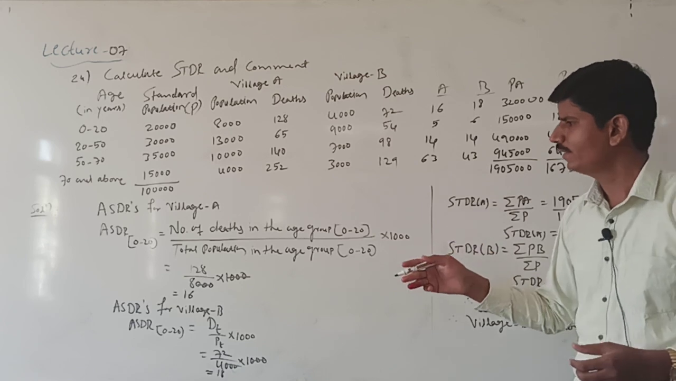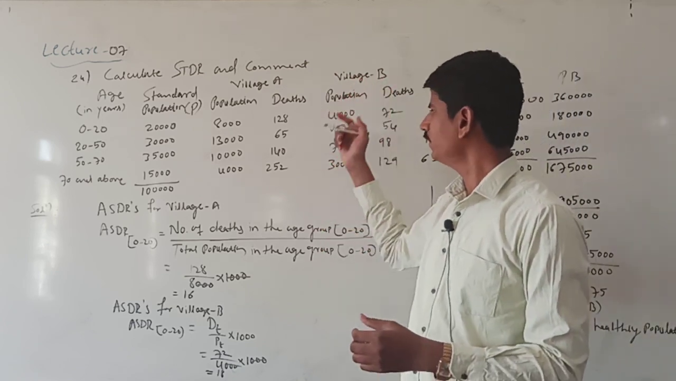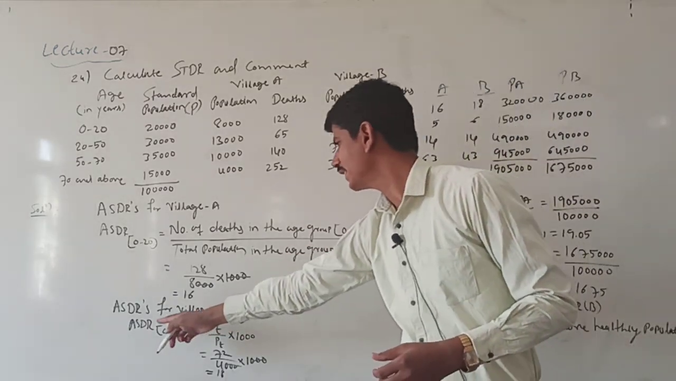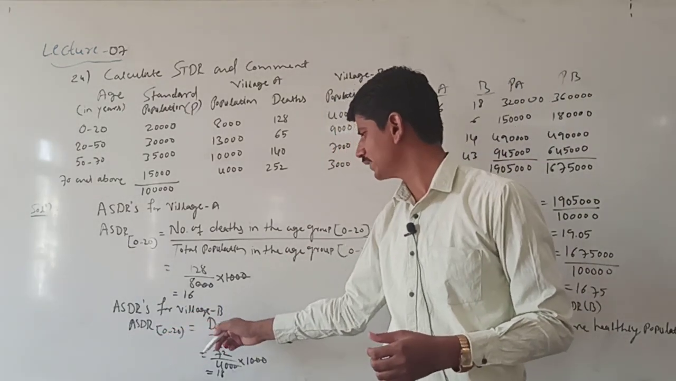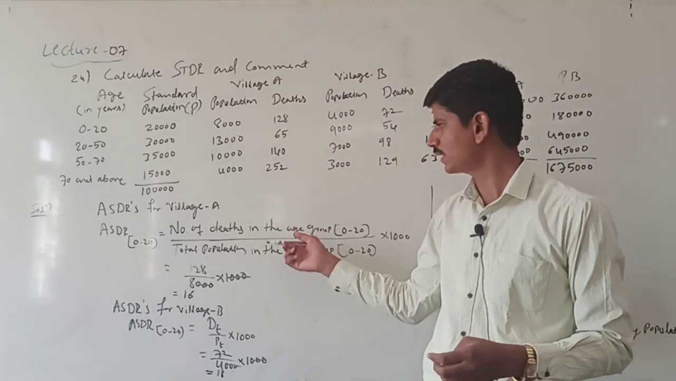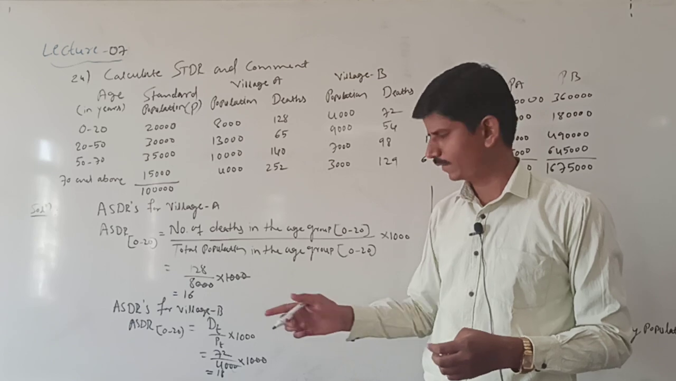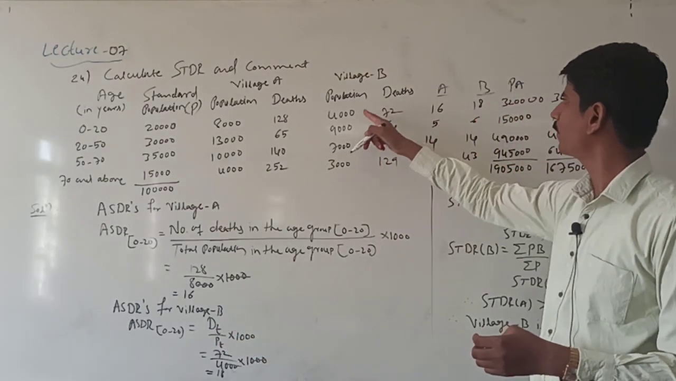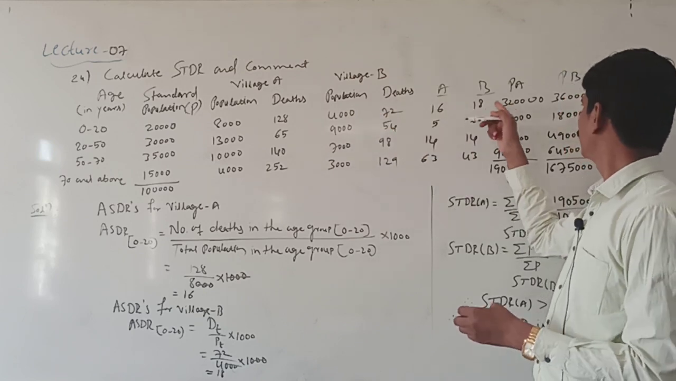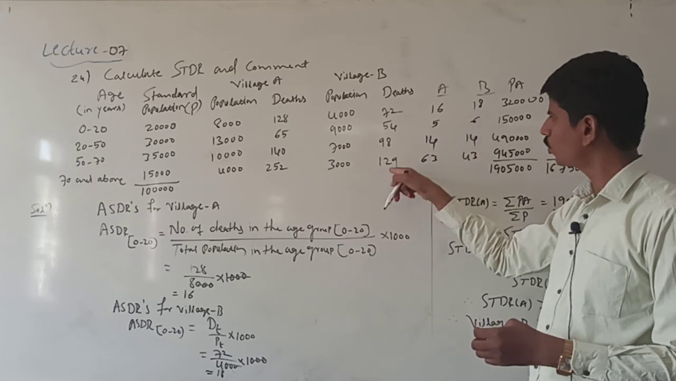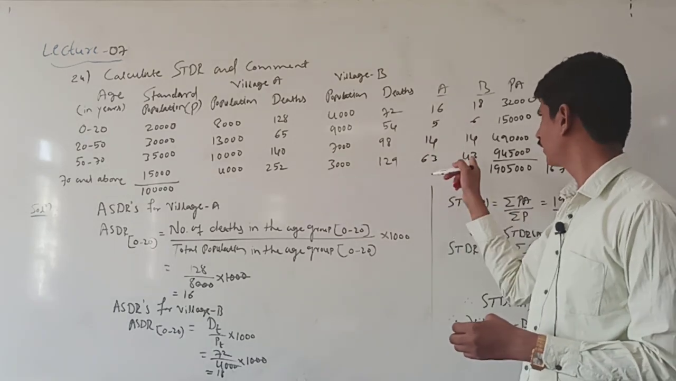And next, you have to find ASDR for village B, it is denoted by B. ASDR for the age group 0 to 20 is DT by PT. In shortcut, it is DT by PT, that is number of deaths by population into 1000, that is 72,000 divided by 4,000 into 1000, then we will get 18. Similarly, 15,400 divided by 9,000 into 1000, then we will get 6, and so on. 129 divided by 3,000 into 1000, then we will get 43.